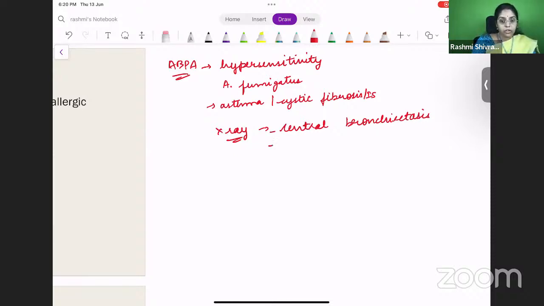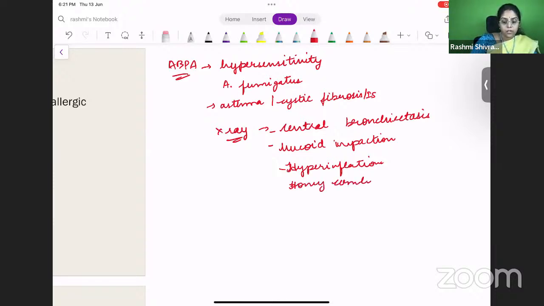What are the other things that you can find on the X-ray? You can find a mucoid impaction. There is hyperinflation of the lung fields. You can also have a honeycombing pattern on the radiology. These are all very important points. And perihilar infiltrates can also be there. So these are the radiological findings: central bronchiectasis, mucoid impaction, hyperinflated lung fields, honeycombing, and perihilar infiltrates.